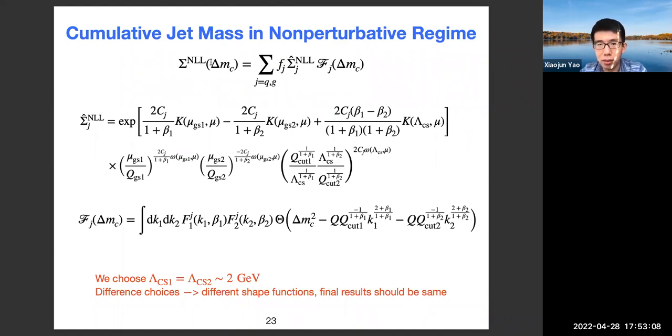So now our next leading log factorization formula contains a perturbative piece and non-perturbative shape functions here. The perturbative part is similar as before, and the non-perturbative part contains a distribution or integration involving the two shape functions for the soft jet 1 and the soft jet 2. In practice, we will choose these two scales to be the same when we stop the perturbative evolution. This defines the scale at which we model these shape functions, and this will be canceled out in the end.